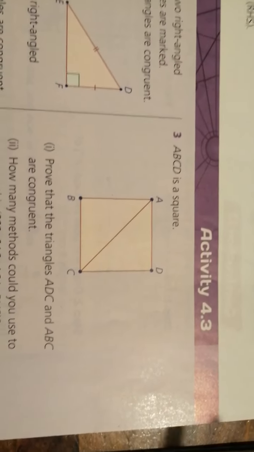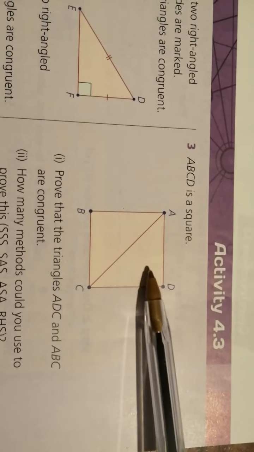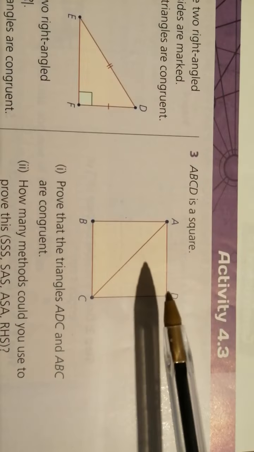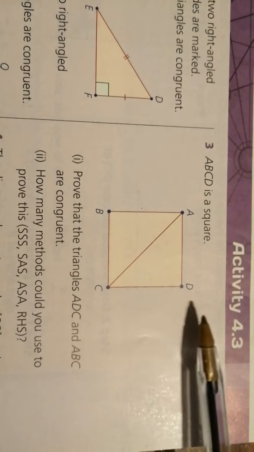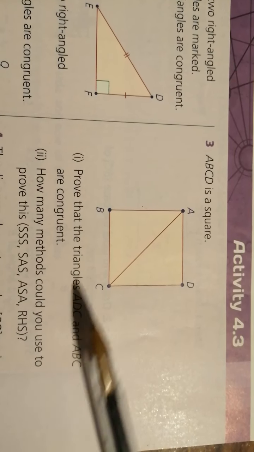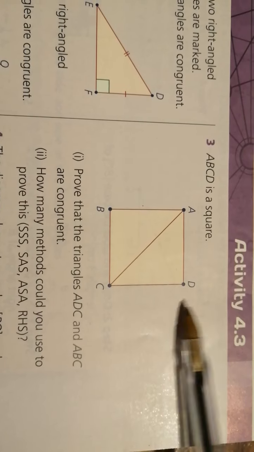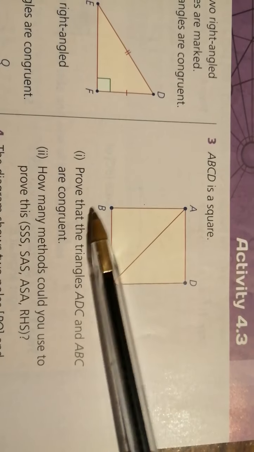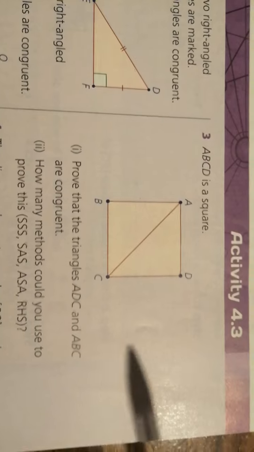Okay, welcome back. So next question we're going to do is question 3 from your book on page 91. It gives you ABCD is a square. Prove that the triangles ADC and ABC are congruent. So ADC, this triangle, and ABC, this triangle, are congruent.